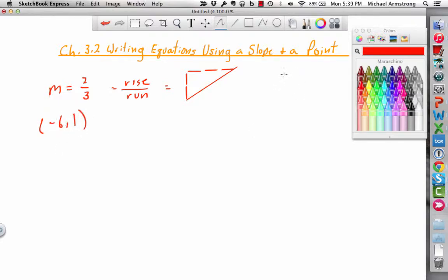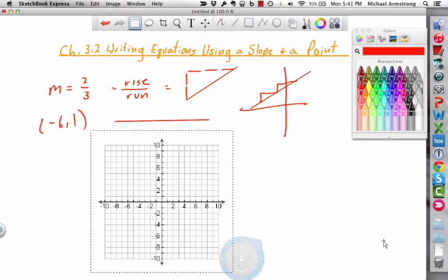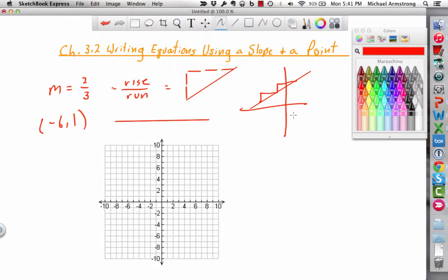Alright, so for instance, if I wanted to graph this, I'd just go over here and I'd go to -6, positive 1, and I'd start, and then I would use my rise of 2 and run of 3, and I'd have a pretty good idea what this line is supposed to look like. But it's not going to give me the equation for the line, and that's what I'm looking for. I'm looking for the equation of the line.